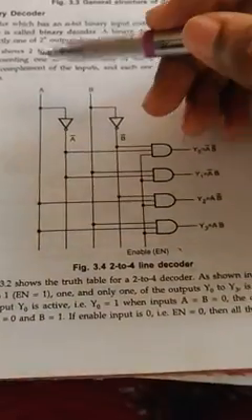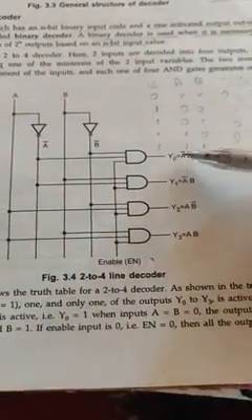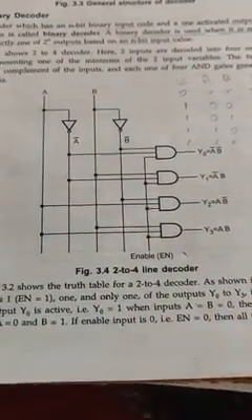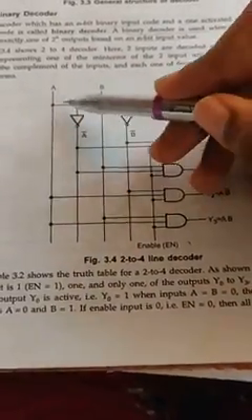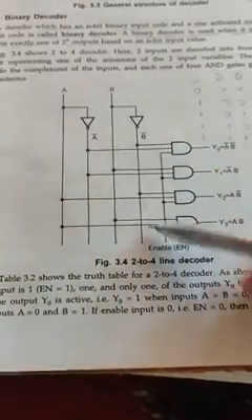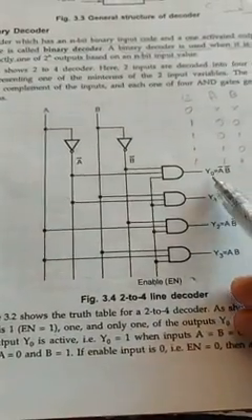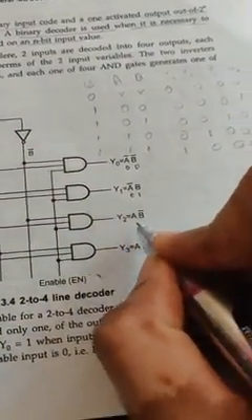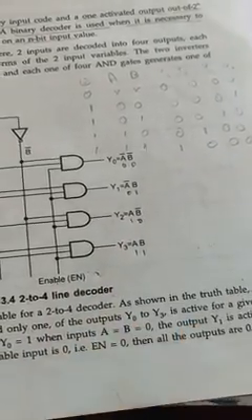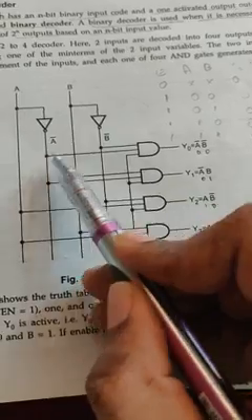So first look at the circuit diagram. 2 to 4 line decoder means 2 inputs, 4 outputs. Right? A, B, A bar, B bar. Just like parallel lines, we write 4 AND gates. So for Y0, A bar, B bar means 0 0, 0 1, 1 0, 1 1. If you want 0 0, then you need to take a line from A bar and B bar.